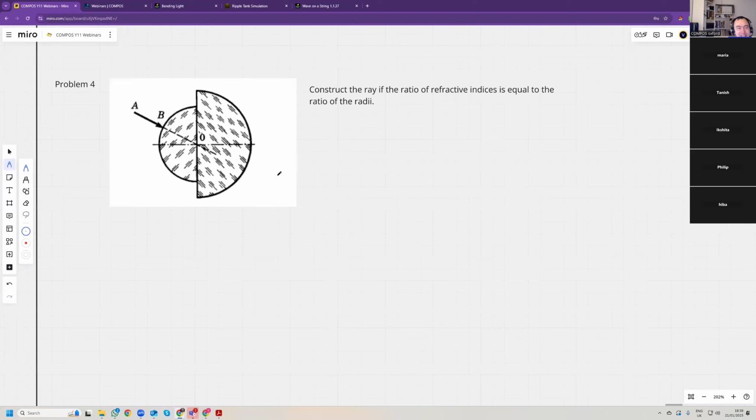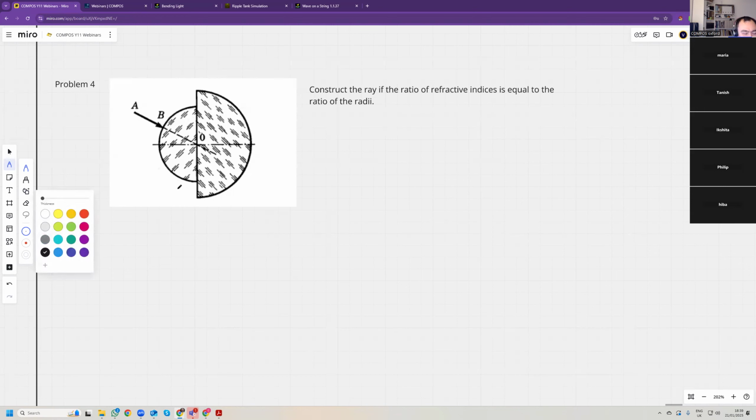Problem 4. This is a construction problem. So this is a very unusual problem. You wouldn't encounter anything like that on your A-level course or equivalent, whatever course you're doing. I think most of you will be doing A level. So construct the ray if the ratio of refractive indices is equal to the ratio of the radii.